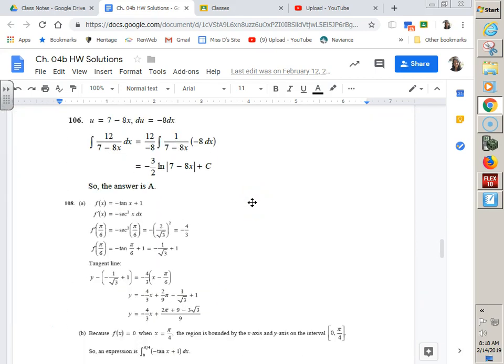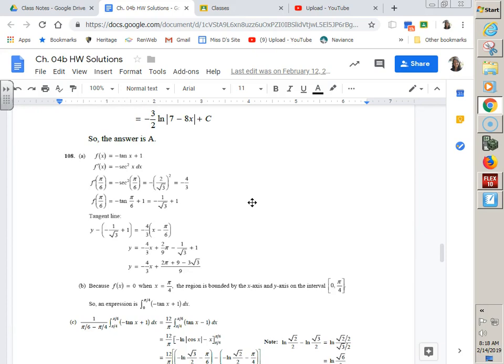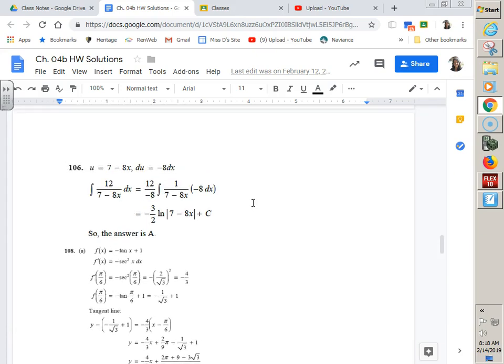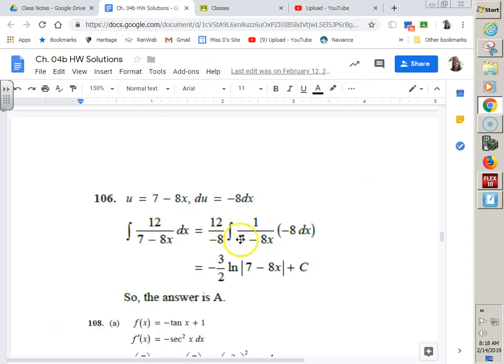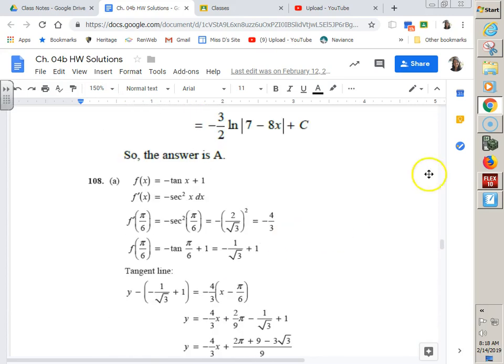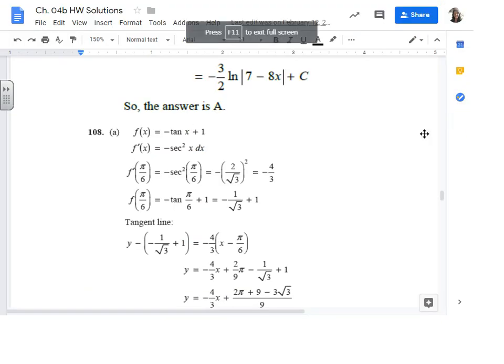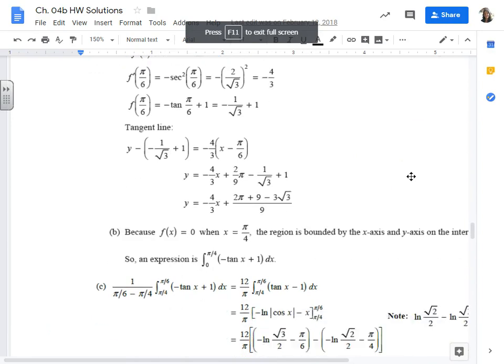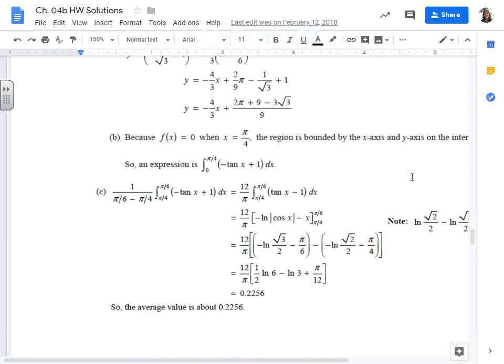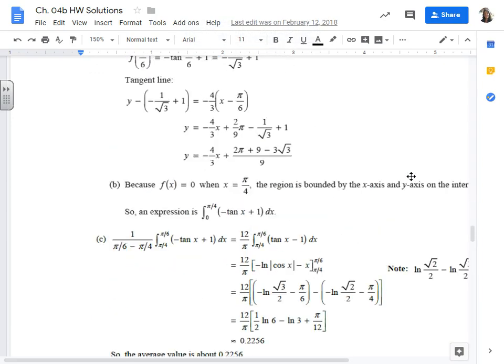106 is A. 108 is long. 106 is A, then let me zoom in. As I zoom in, let you grade. Is 108 our last even, guys? Okay. Ooh, can I even fit it all? Let me try to full screen. Is that any better? 0.2256, that's the final answer.